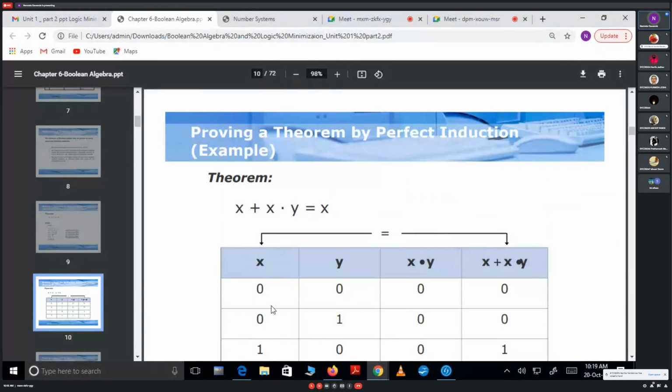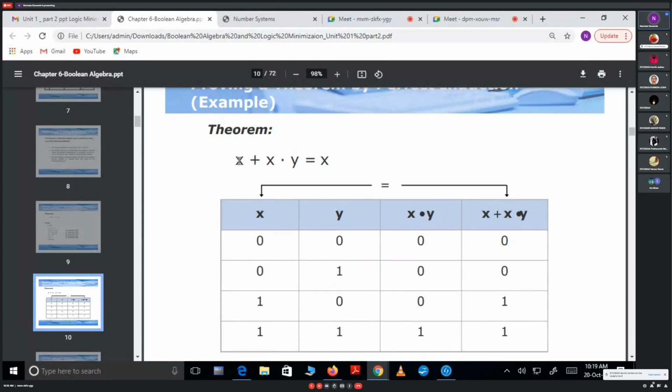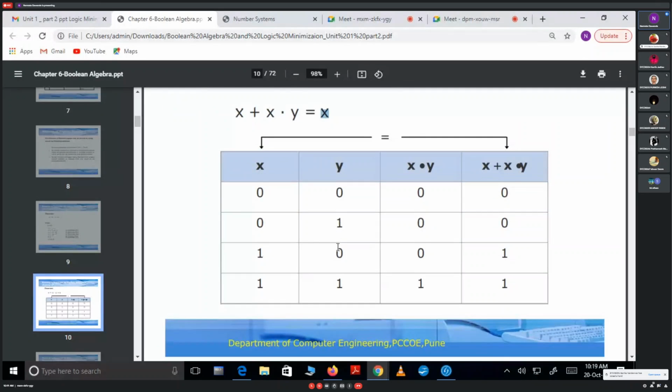Okay, here some examples are also given. Proving a theorem by perfect induction. Just now we have seen what is the meaning of this: x plus x dot y is equal to x. How can you represent this in terms of a truth table? That is required. Okay, how to represent this equation in terms of truth table?